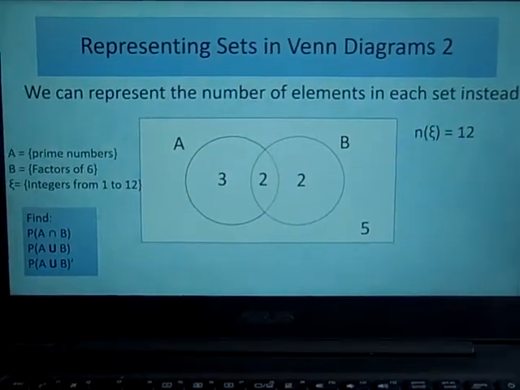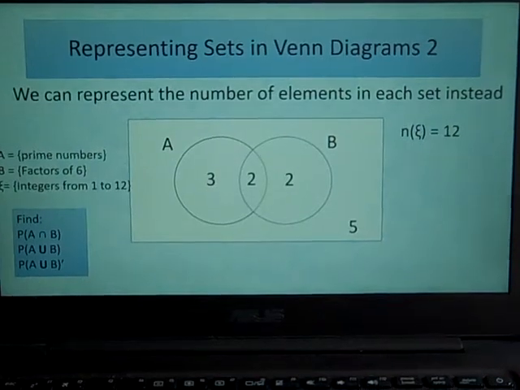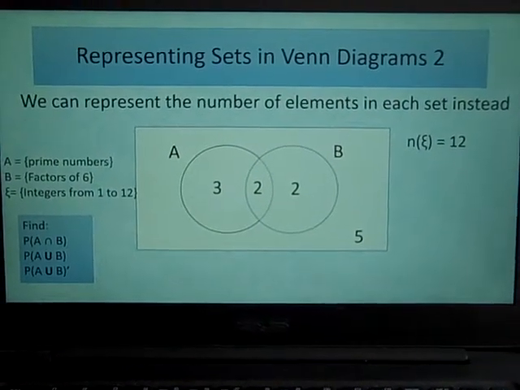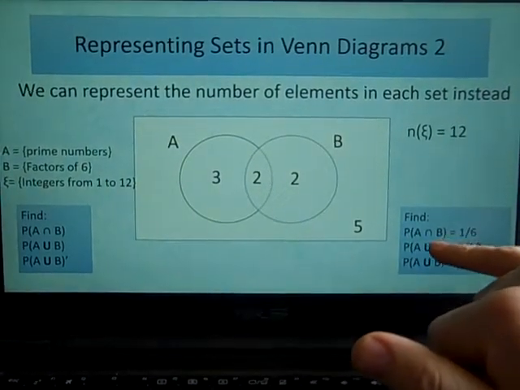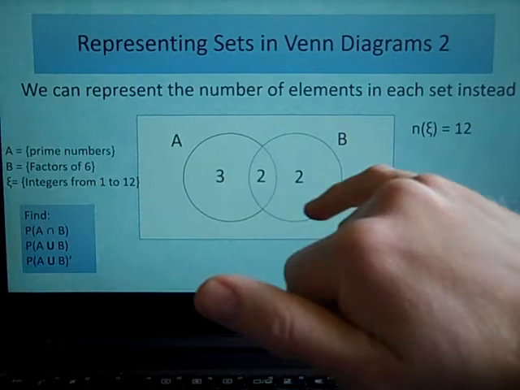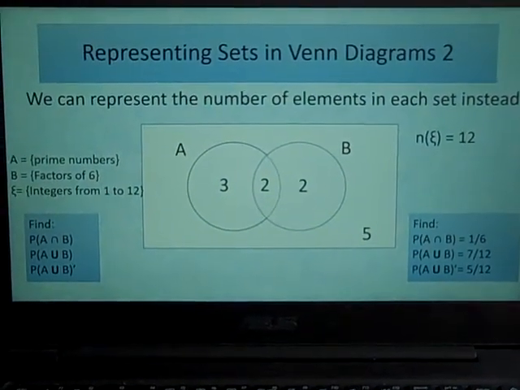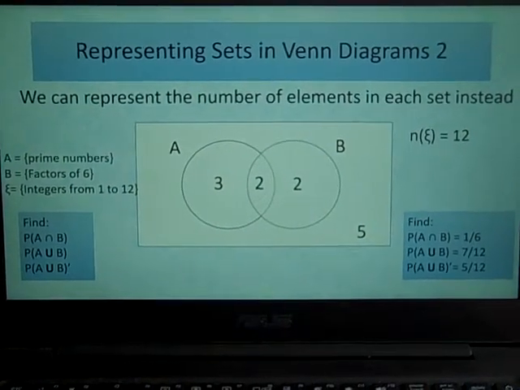So we could find the probability of A intersect B, A union B, or the probability that it's in the complement of A union B. If you think you know the answers, you can work them out now. Obviously the answers are just going to be coming. So the probability of A intersect B is 2/12, so 1/6. A union B, there's 7/12, and in the complement of A union B, there's 5/12.